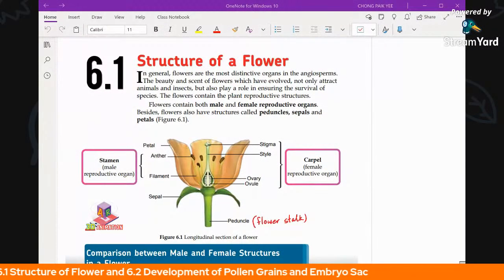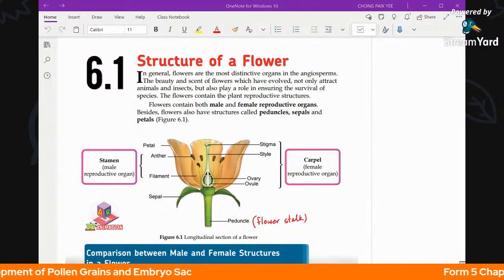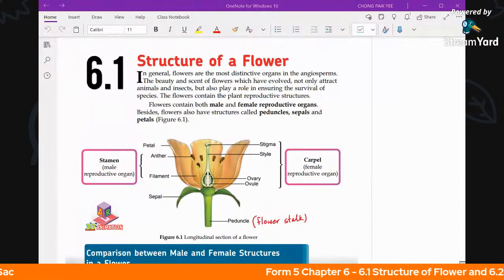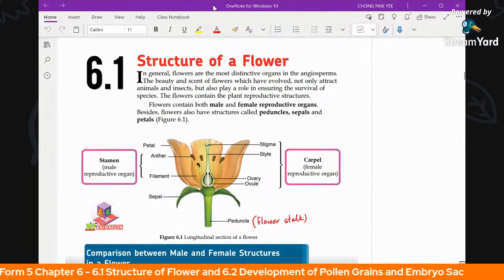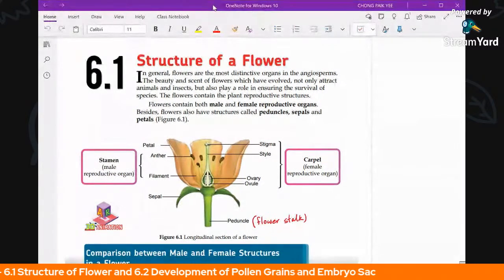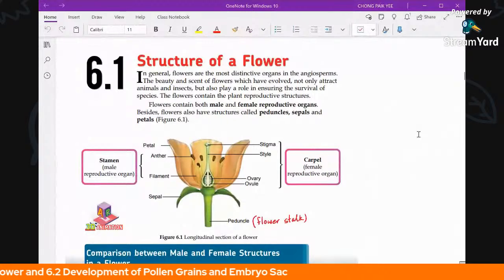This is 6.1, structure of a flower. There are a few parts which you have to memorize and you have to know, and you need to know how to label. The important part is whenever the question gives you a diagram, you need to know which part it is. Very simple. Let's go step by step.